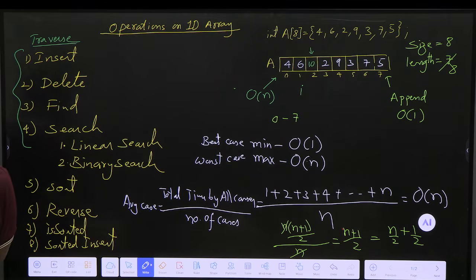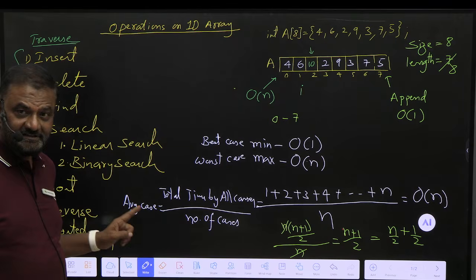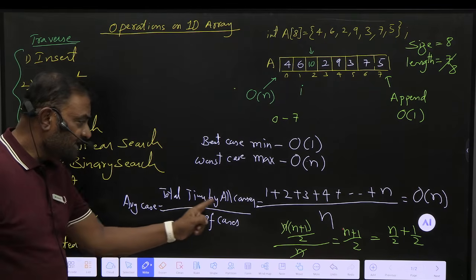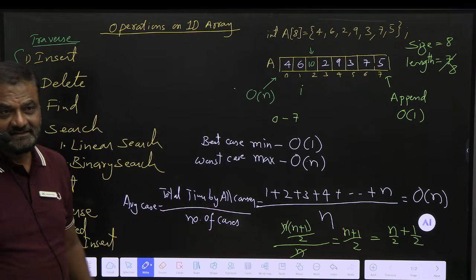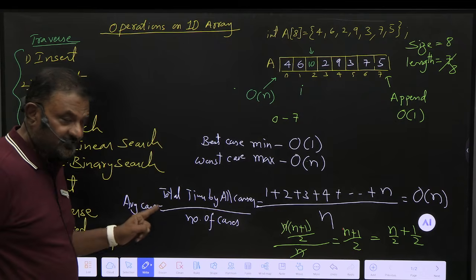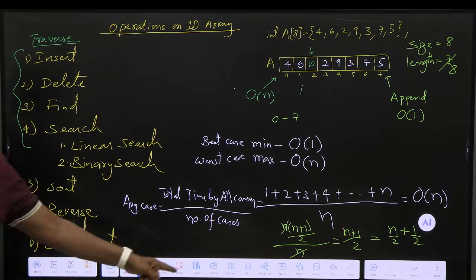All right. Next, average case time is what? Average case time is total time by all cases divided by number of cases.